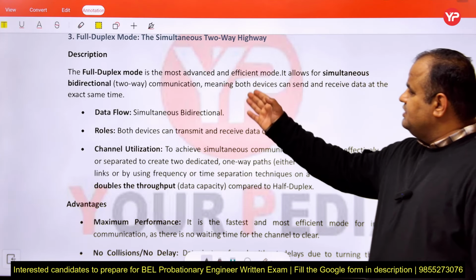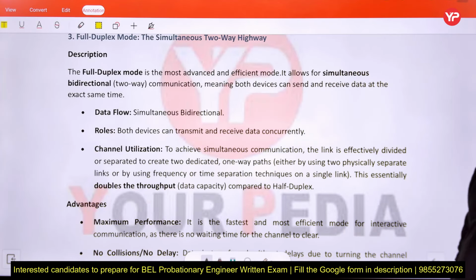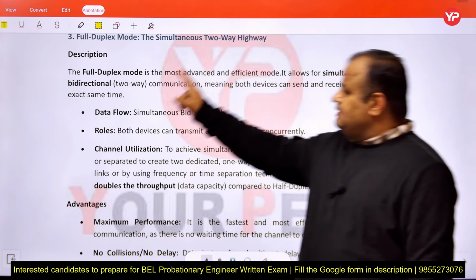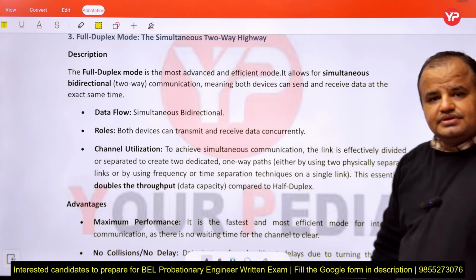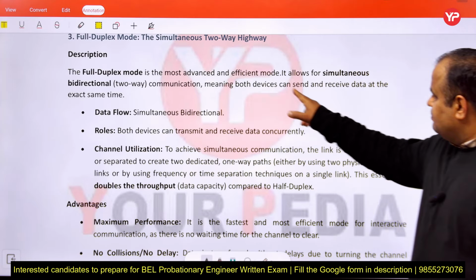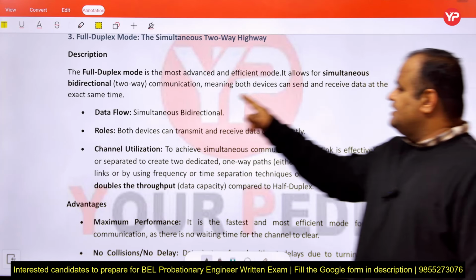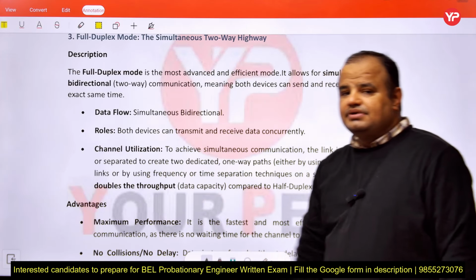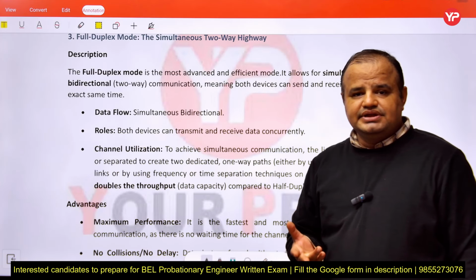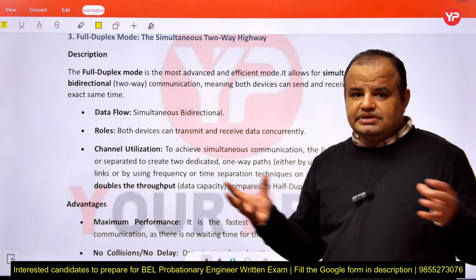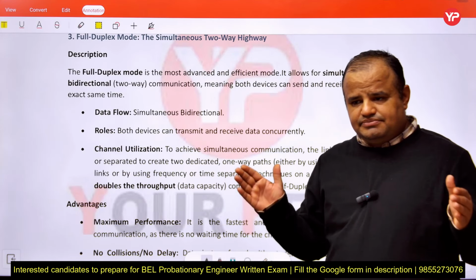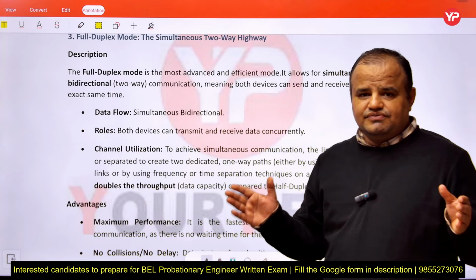The full duplex mode is the most advanced and efficient mode. Keep in mind, it's very important, it allows simultaneous bidirectional communication, at the same time, meaning both devices can send and receive data at the exact same time. On our mobile phone, whenever you are talking with your parents or your colleague, communication happens from both sides. It's not the case that at one moment only one can listen or speak.